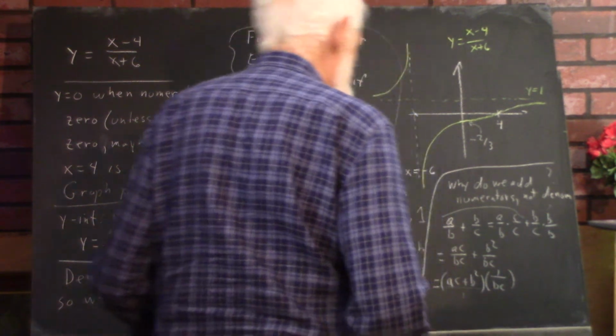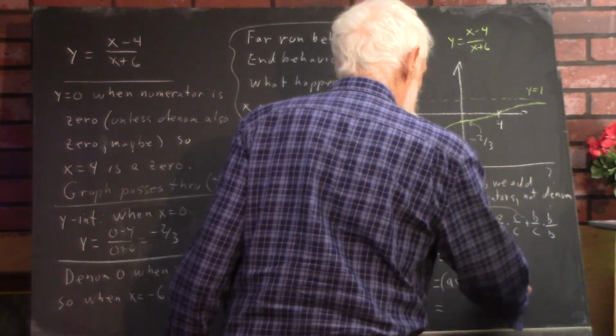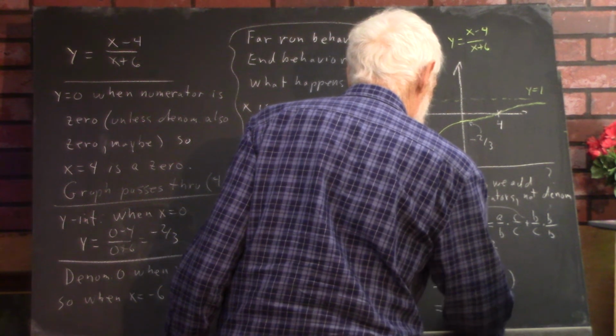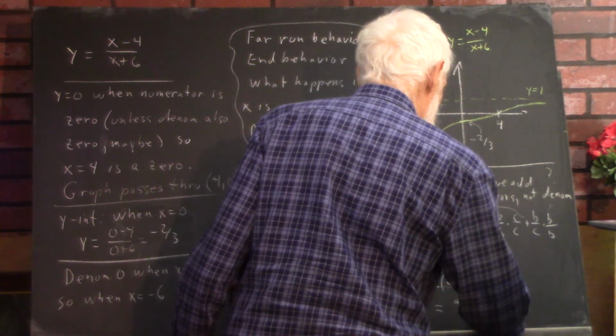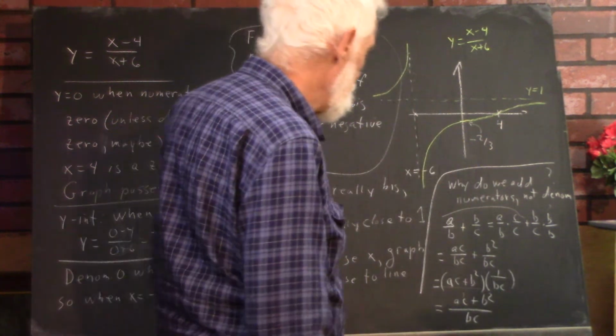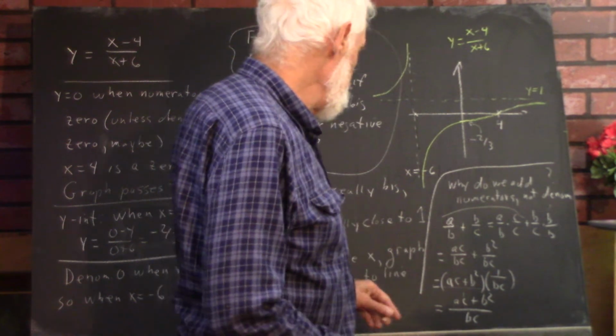And of course then, once you've done this, you can multiply numerators and multiply denominators, and you get ac plus b squared over bc. You've added these numerators, and your denominator stays the same.